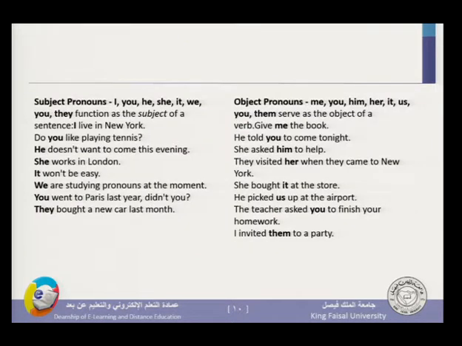Subject pronouns like I, you, he, she, it, we, you, they function as the subject of a sentence. Object pronouns, me, you, him, her, it, us, you, them, serve as the object of a verb. For example, we might say, I, subject pronoun, visited them. Them is an object pronoun, refers to they, the plural, okay? And the rest are examples of what I have just said.